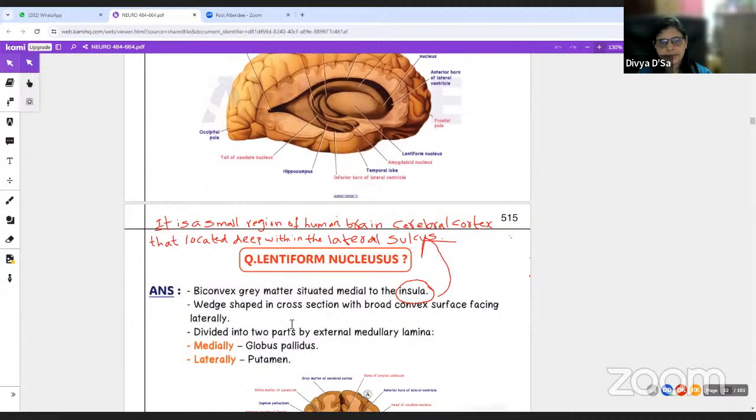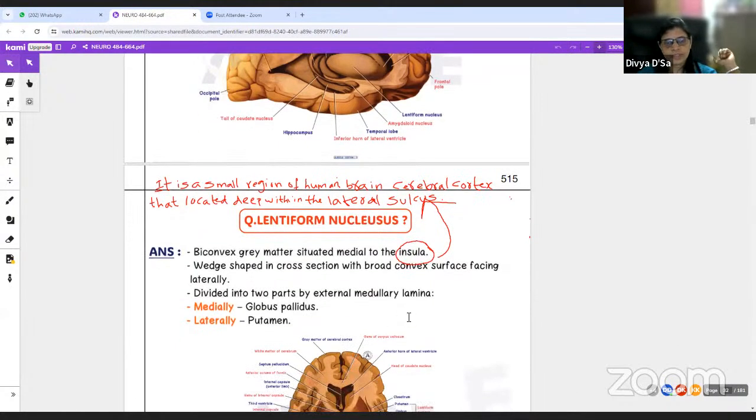Okay, so next is the lentiform nucleus. It is a biconvex gray matter situated medial to the insula. Okay, so basically this insula is a hidden lobe. It is also called the island of Reil. So it is a small region. If we open that portion, retracting the temporal lobe, the frontal lobe, and the parietal lobe, we can see this insula. So it is seen deep within the lateral sulcus there.